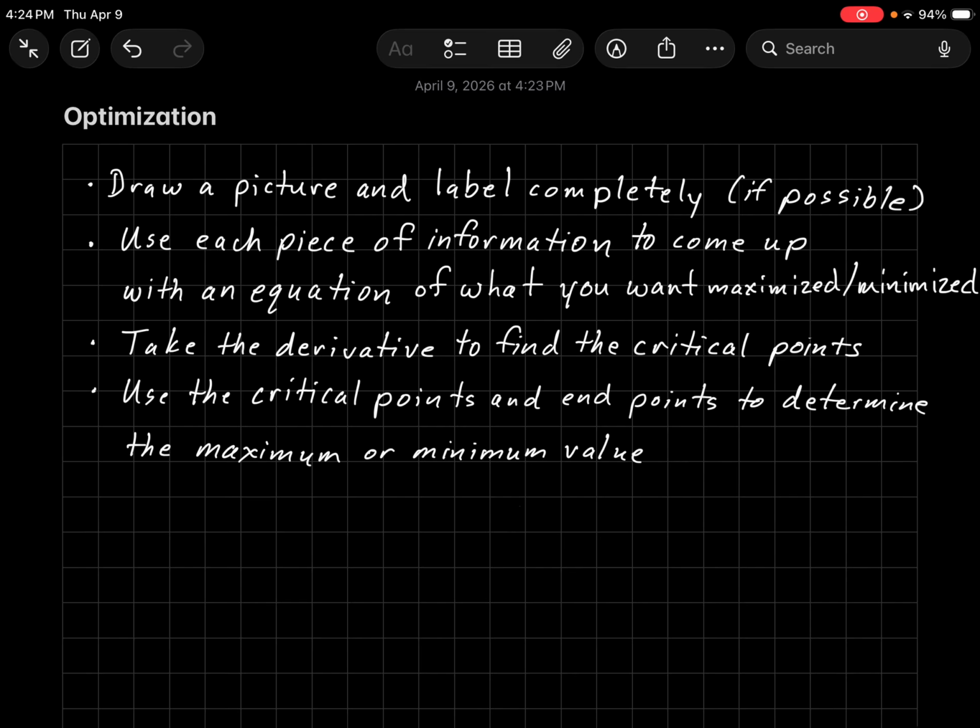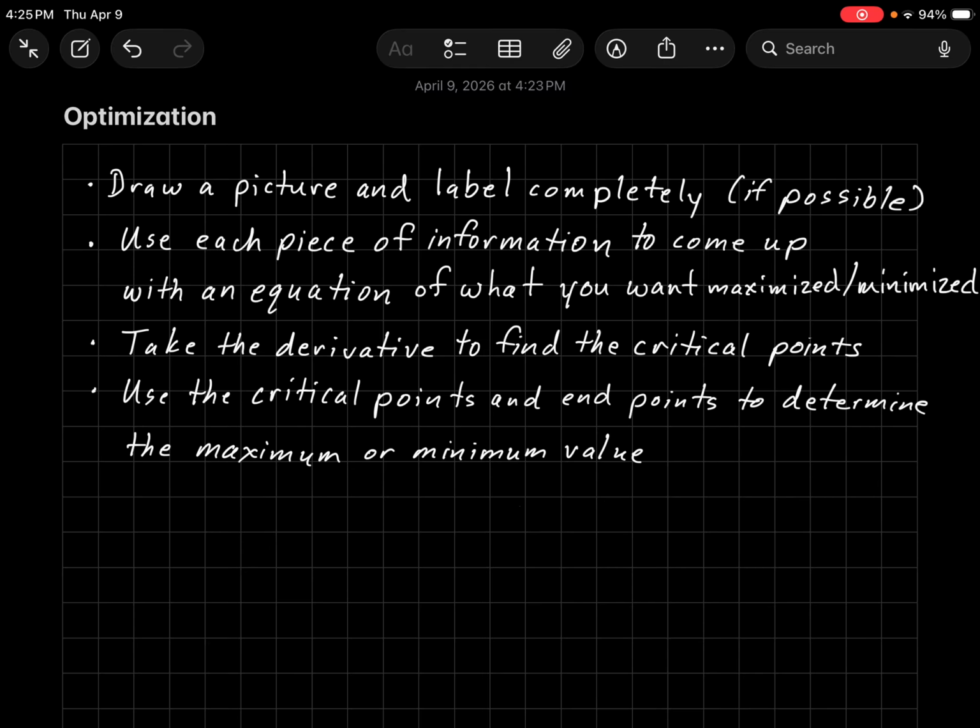So in optimization with word problems, I recommend the following procedure. First, draw a picture and label it completely, if possible. Sometimes there's not a picture to be drawn, but most times there are. Once you have your picture and your labels, use each piece of information that's given to help you come up with an equation of what you want maximized or minimized.